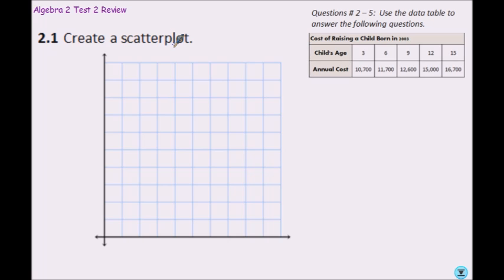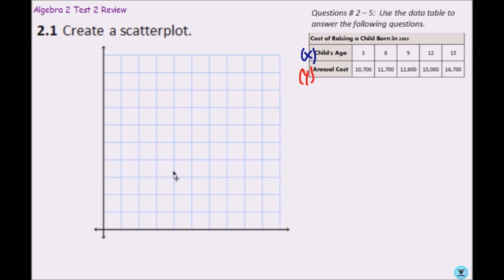So the child's age represents X, and the annual cost represents Y. So let's get this thing labeled here. So we'll say this is child's age. Actually, let me move my graph a little bit. I think I'm going to move that up just a little bit. So child's age.